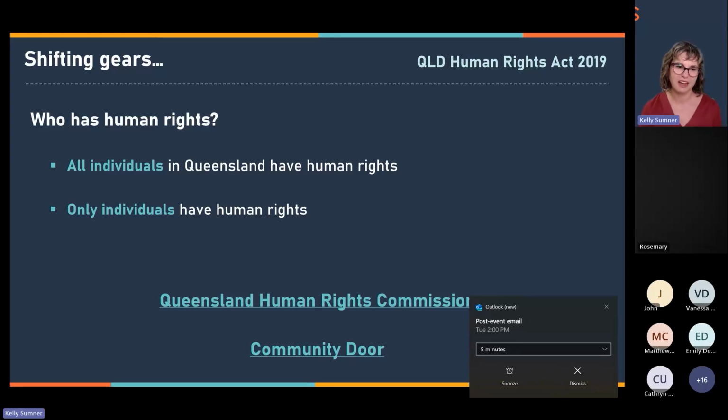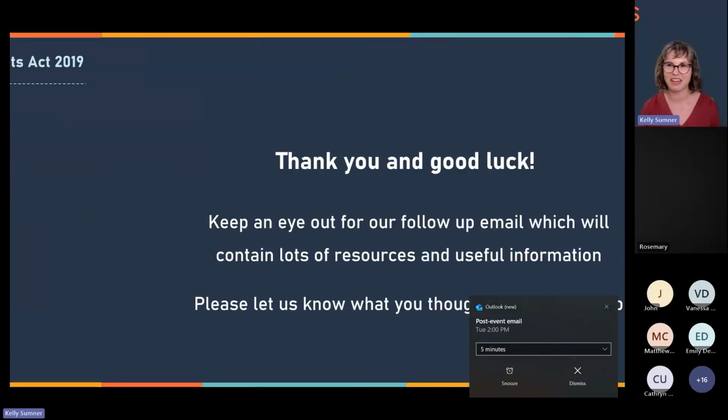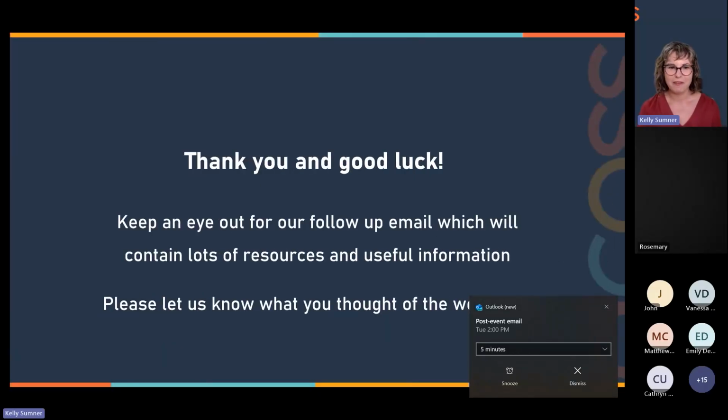And we also have a human rights network here at QCOSS that talks about how to enact human rights through your work. And so there's a link there to our community door resources. And that is about it for me. I apologise, I had to rush through the Human Rights Act stuff at the end, but there's links there that you can go to. I'm just going to check the chat to see if we have any other questions I've missed, which I don't think we do.